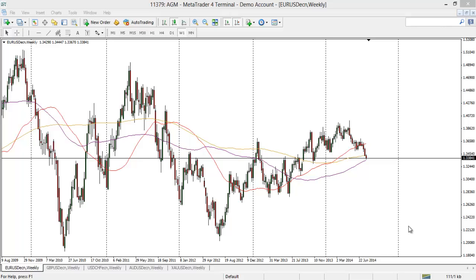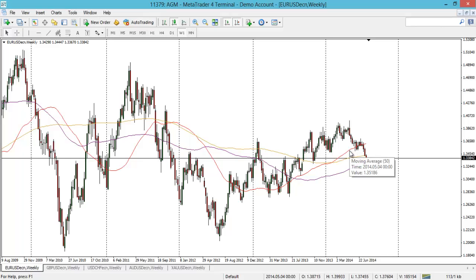And for any new followers out there, we have 3 moving averages on each of these charts. So the red one is a 50 simple moving average, the purple is 100 simple, and the gold is a 200 simple moving average.